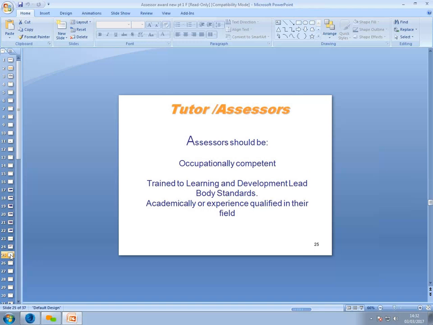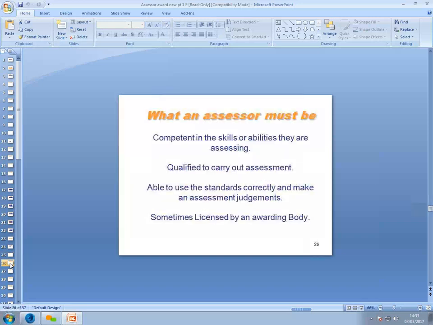But tutor assessors should be occupationally competent, trained to learning and development lead body standards, and academically experienced and qualified in their field. So at the moment, you'll be occupationally competent and you'll be academically or experienced qualified in your field. The process in the middle, trained to learning and development lead body standards, is what you are doing now with this award. So that's the bit that completes the requirements for an assessor.